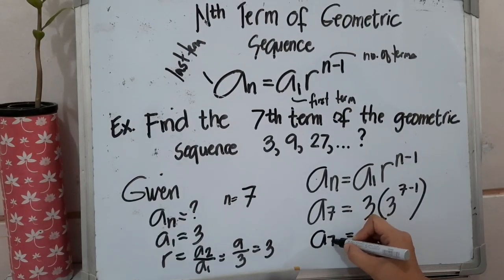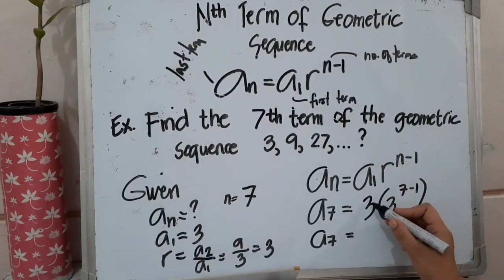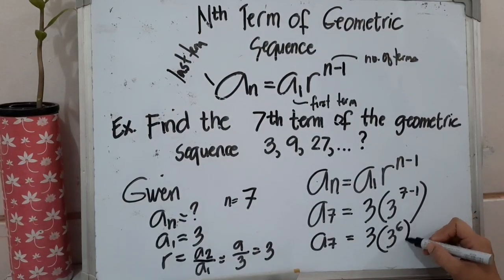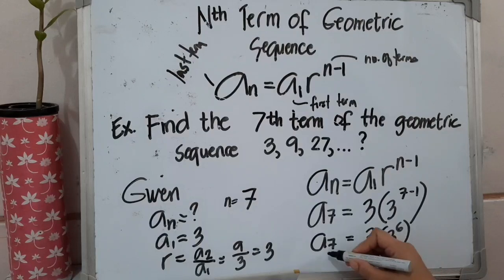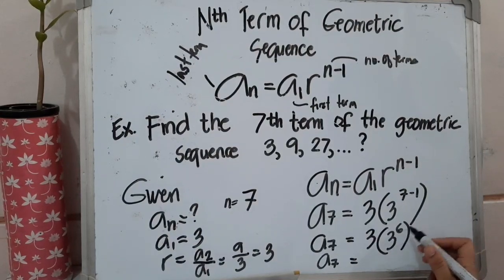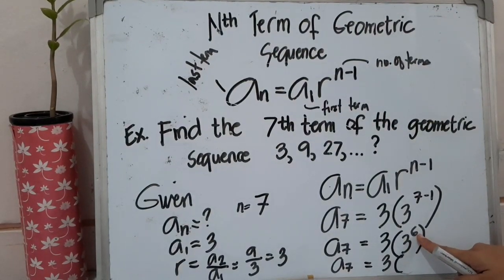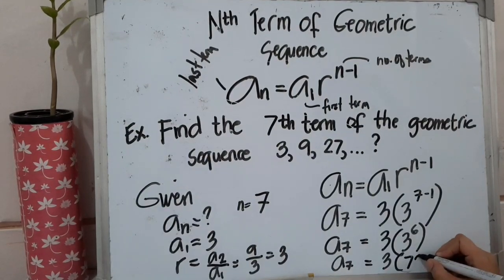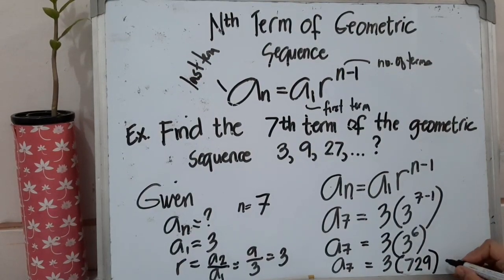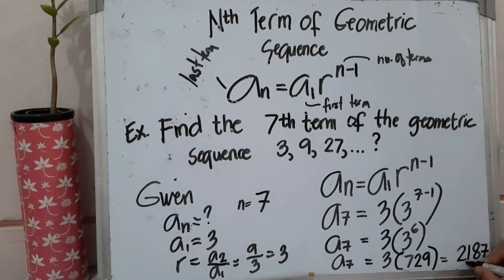That's it. Next, copy our a sub 7, or 7th term. The same process that we did, we are going to simplify those inside the parentheses. So we'll just copy 3 and then simplify this one. So this will become 3 raised to the power of 6. After that, a sub 7, or the 7th term, simplify the exponential first. So we copy first our 3 here. So 3 raised to the power of 6. You can use your calculator. So the answer is 729. And then, for the final answer, we multiply 3 times 729. The final answer, we get 2,187. So that's it.